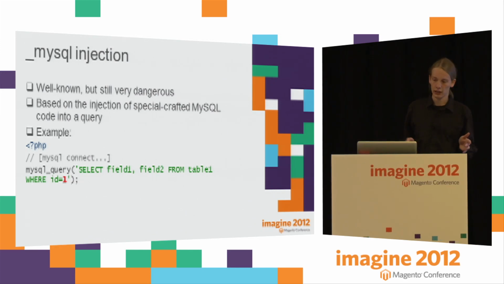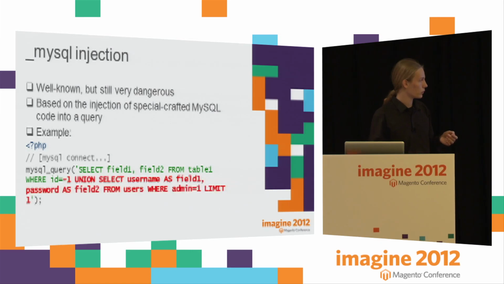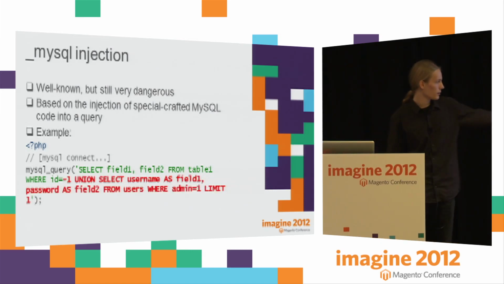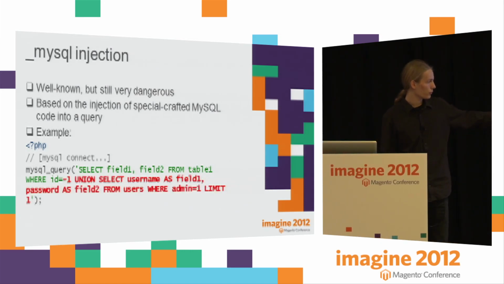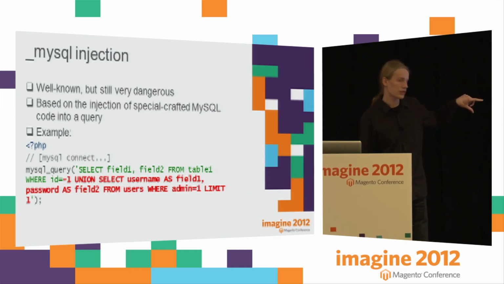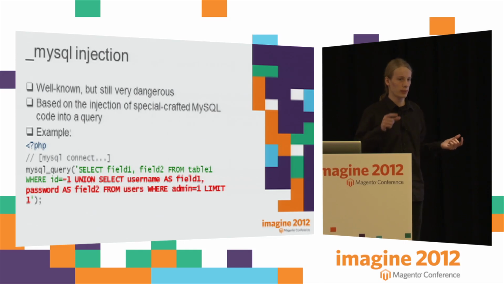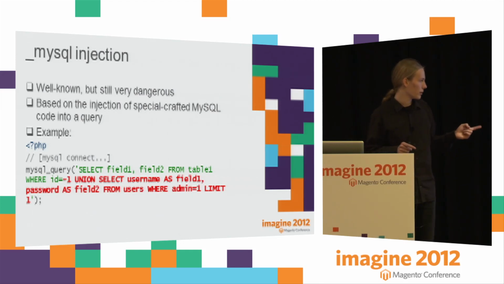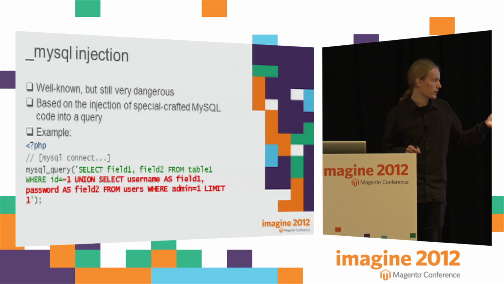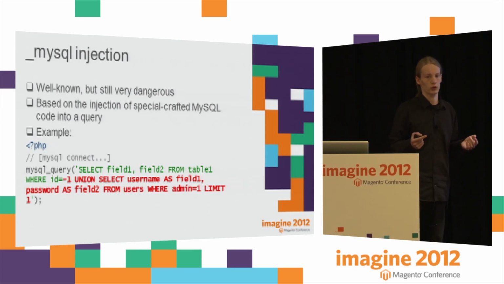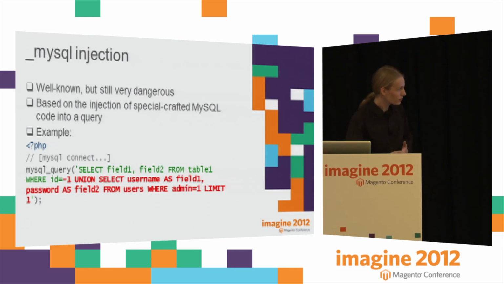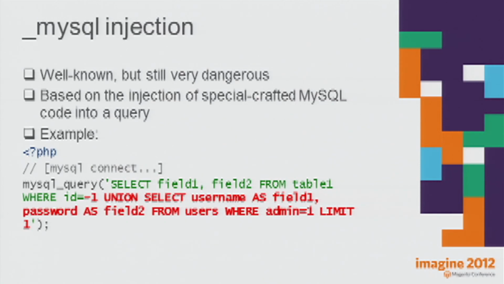So now an attacker can change this number 1 to this string. The first part, lower than 1, means that the first select doesn't get any results. Then it uses a union select to append a second query with the username and the password from the users table where admin is 1 and limit 1 to get the first admin user. This would result in a query which has field 1 and field 2 but contains the administrator credentials.